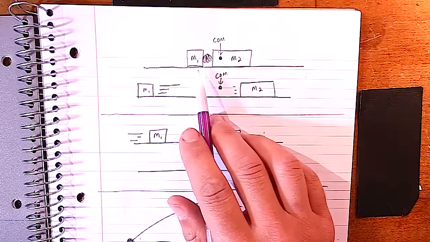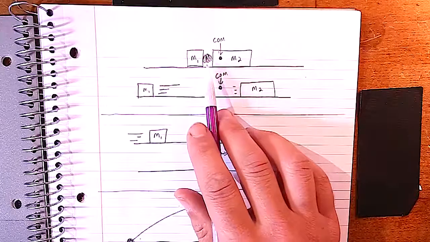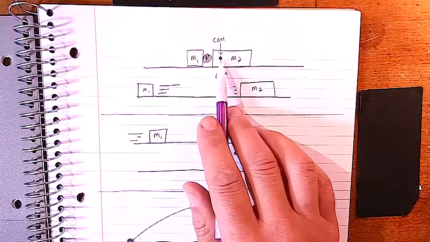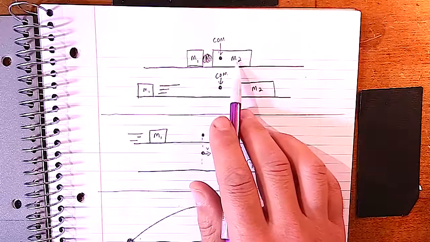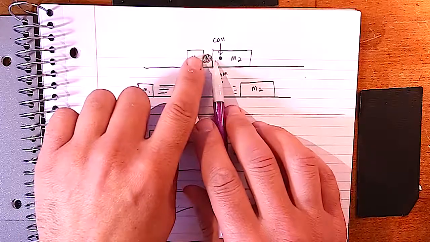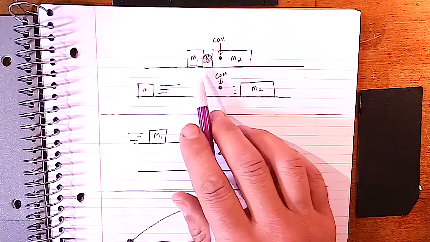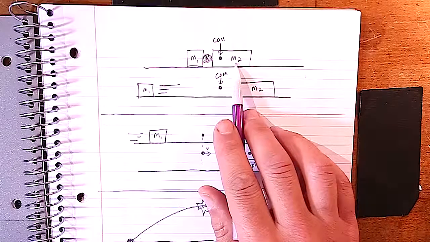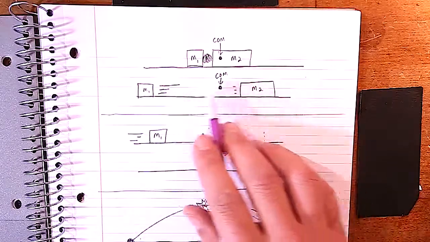So, for example, let's say we have two blocks connected by a spring. The center of mass is going to be somewhere over here on the left edge of the second mass if the second mass is larger. And when they spring apart, this one will have a greater acceleration. This one will have a lower acceleration. So it's going to look something like this.